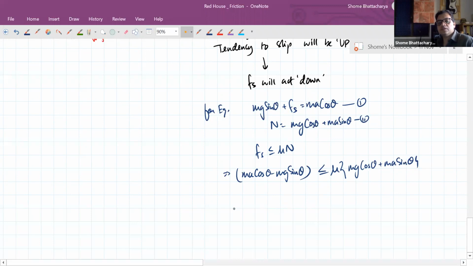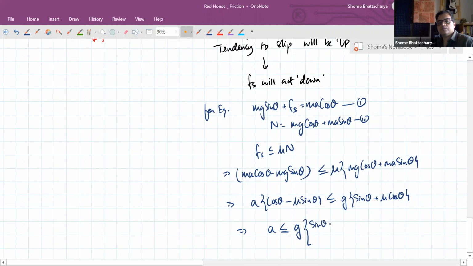Okay. So now just again convert the inequality this way. This time you take g on that side and keep a on this side. So a into (cos theta minus mu sin theta) will be less than or equal to g into (sin theta plus mu cos theta). So this time we will get that a should be less than or equal to, that means it gives you an upper limit or the maximum value of this term.